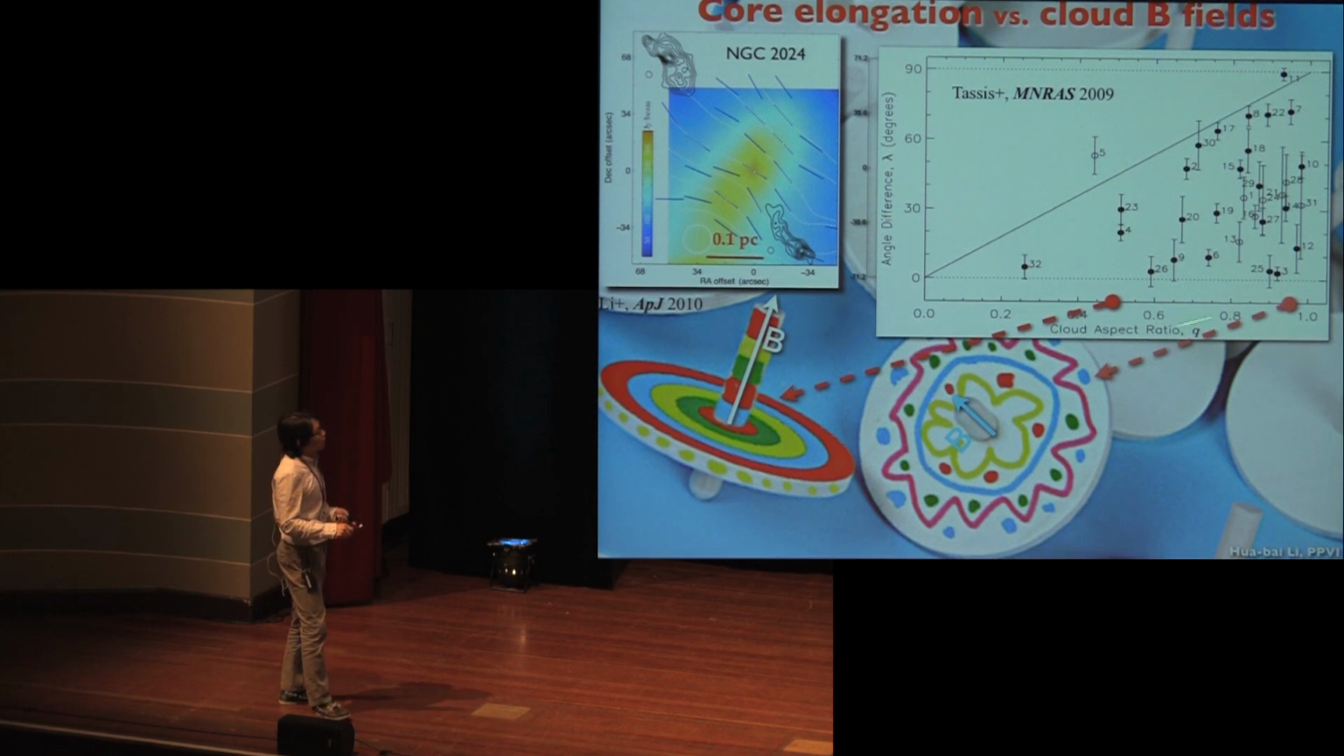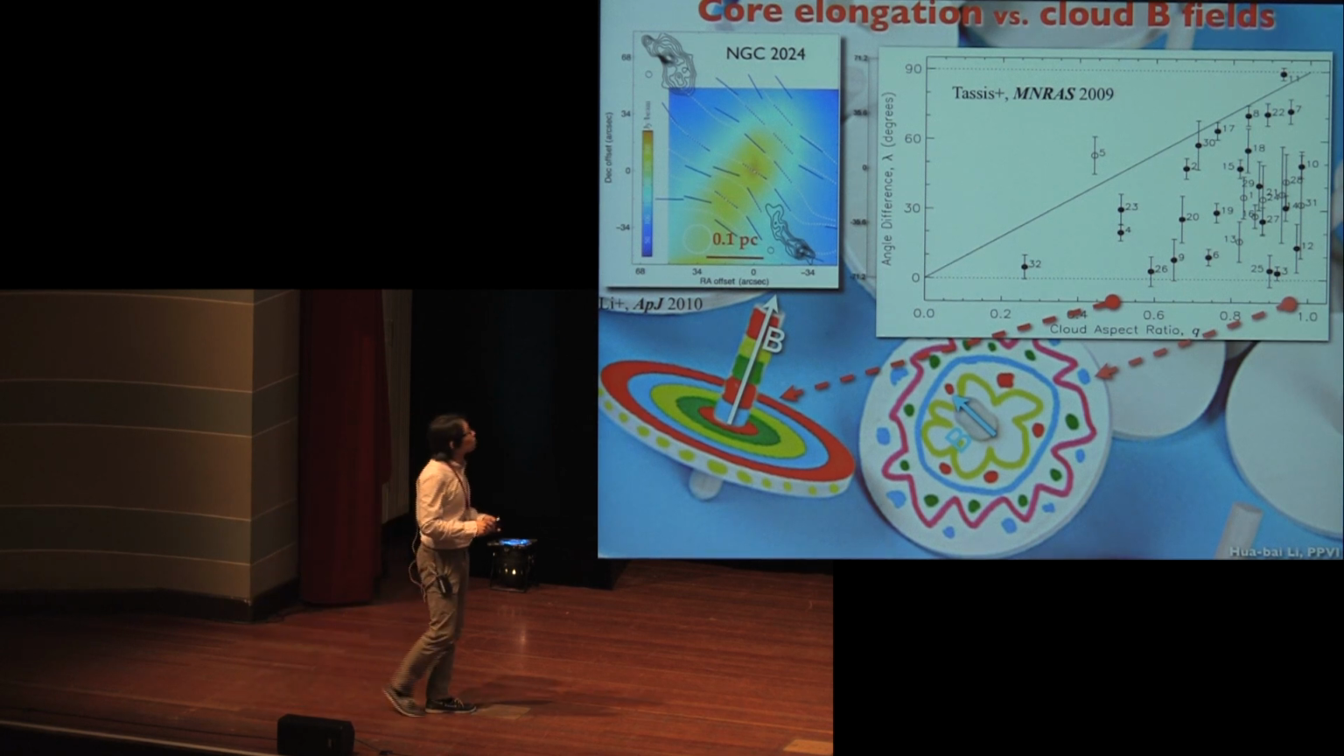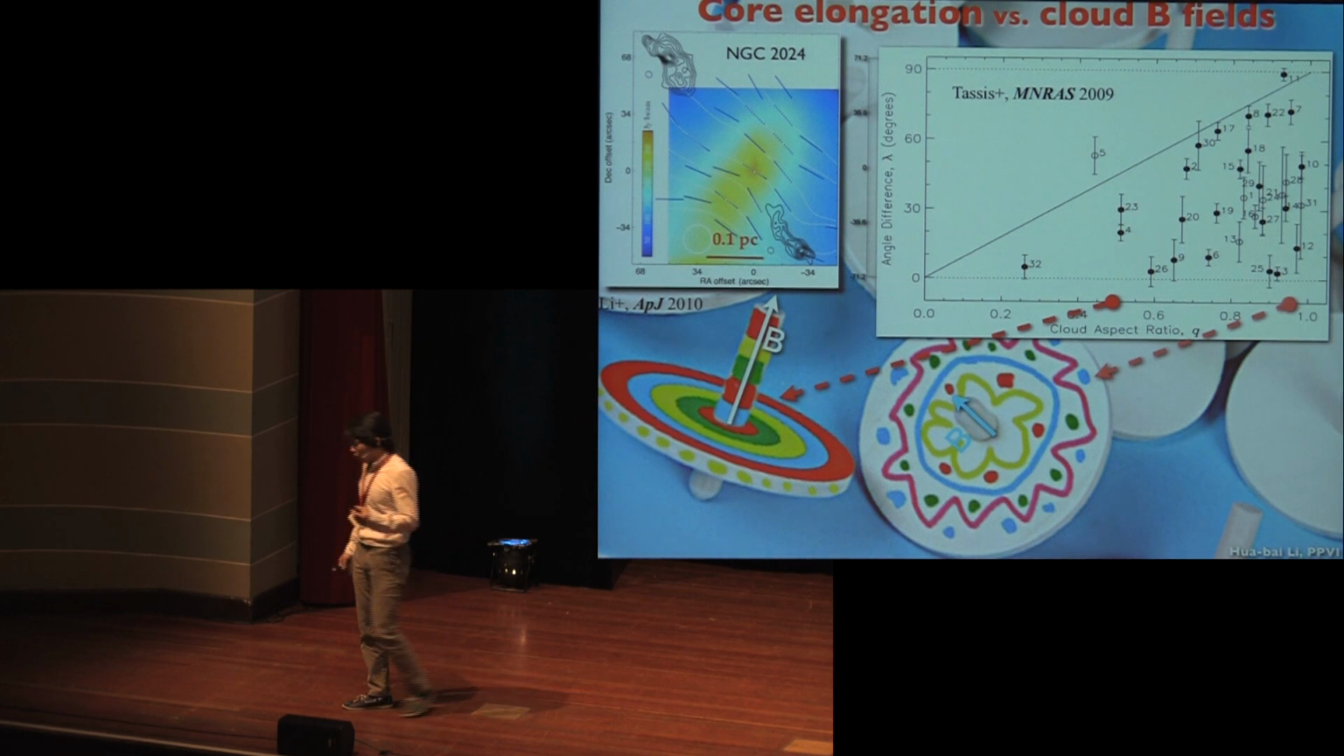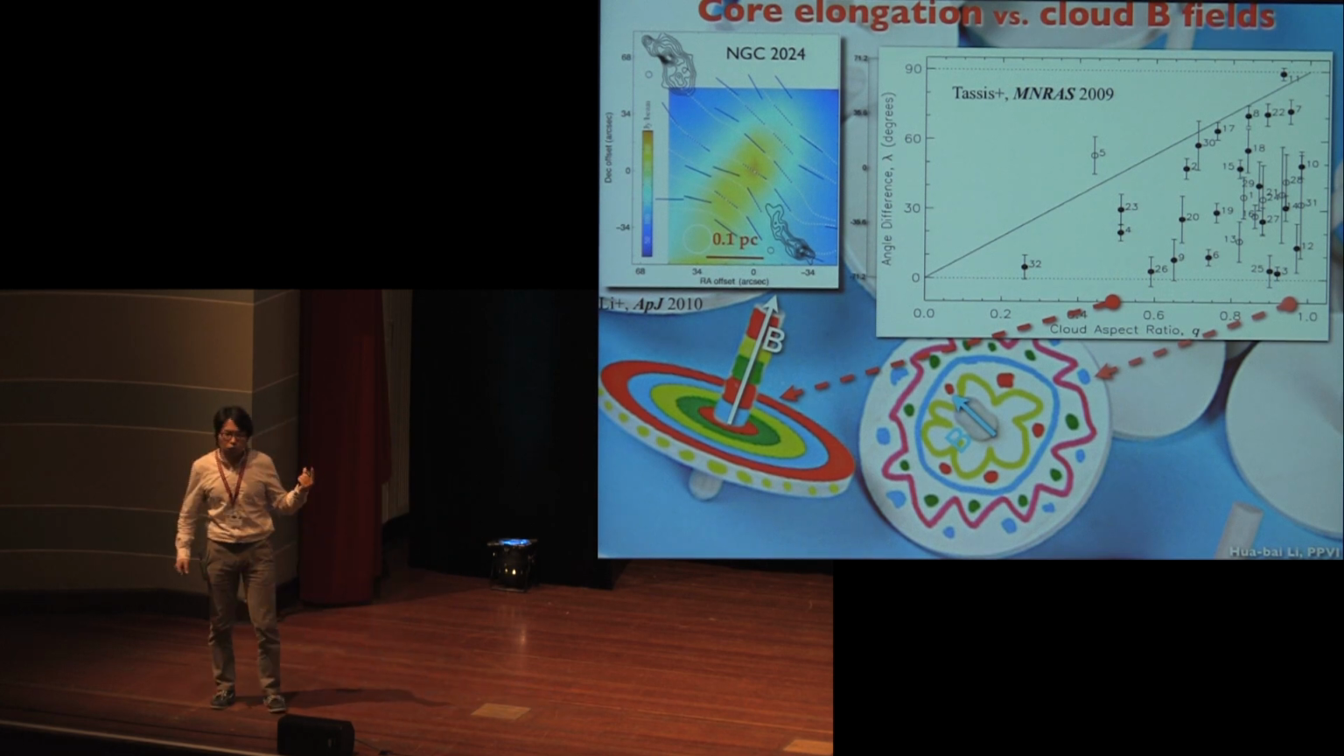So here, the x-axis is the ratio between the short axis and the long axis. So the more to the left, the closer to edge-on. The y-axis here is the offset between the B field and the short axis of the core. They claim there's a decreasing tendency here. And they also calculate the chance to get this kind of distribution from random is about 1%.